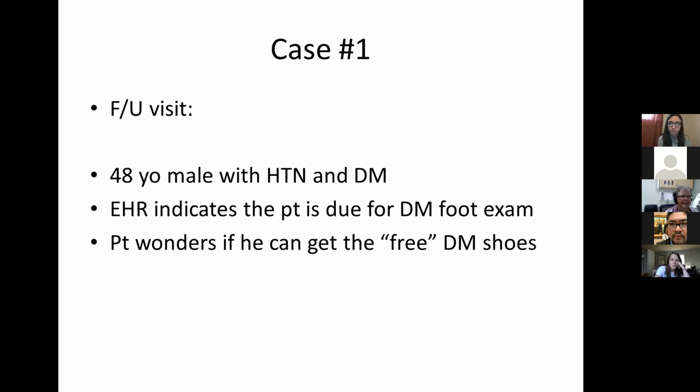Let's get started. Our first case is a follow-up visit. When your patients come back, this is a 48-year-old male with hypertension and diabetes. The electronic medical record is giving you a reminder that the patient is due for the diabetic foot exam. The patient wonders if he can get free shoes. He heard that diabetic patients can get shoes.